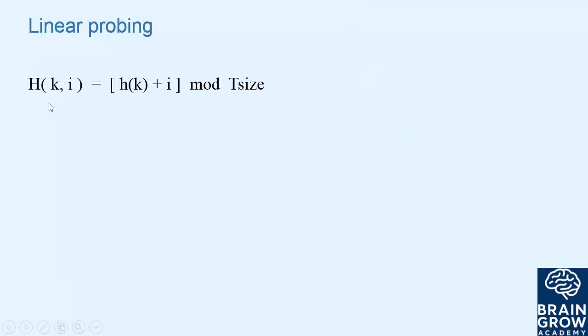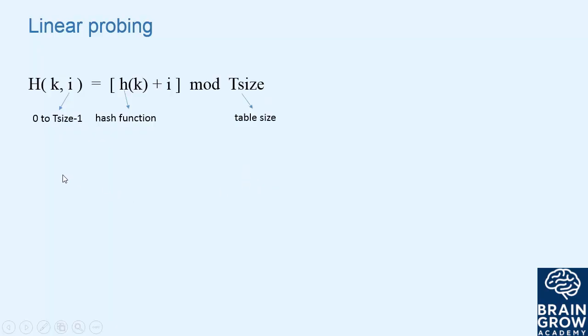We can write the formula for linear probing like this. This h is the hash function. This t size is the size of the table. And the value of i varies from 0 to table size minus 1. Here we have done this mod table size so that the resulting address does not cross the array boundary.